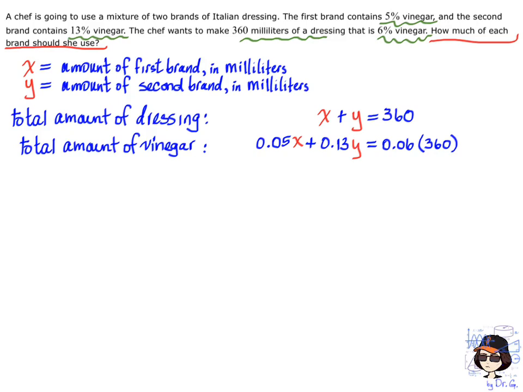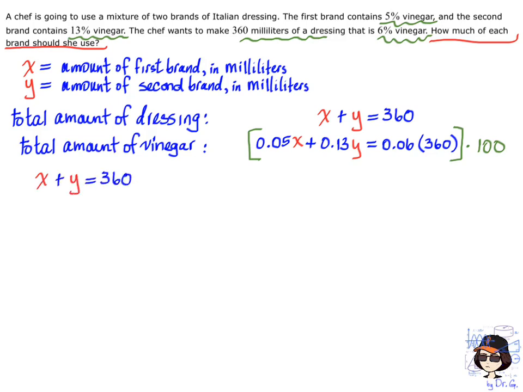by the LCD. Well, what's the LCD? You don't see any fractions there, do you? Well, the LCD is 100 because the first decimal is 0.05. That's 5 over 100. The second decimal is 0.13. That's 13 over 100. And the last decimal is 0.06. Well, that's just 6 over 100. So the LCD in that equation is 100. So I'm just going to multiply that entire equation by 100. And now my new system looks like this.